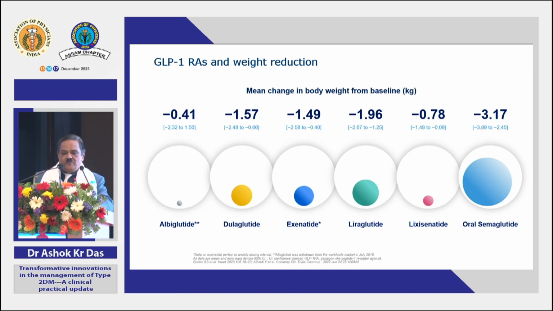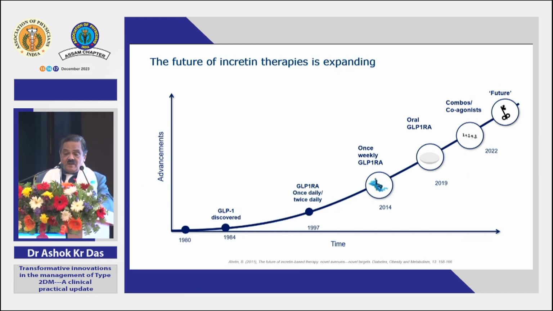If you look at the weight reduction, oral can go up to 3.17 to 4 kg. And I would like to draw attention, even 5% weight loss, even 1 kg weight loss is very beneficial. This is with the drug taken at 3 milligram. If you take 7 and 14 milligram oral semaglutide, which are available, the weight loss is still higher. Therefore, the future of incretin therapy is expanding.